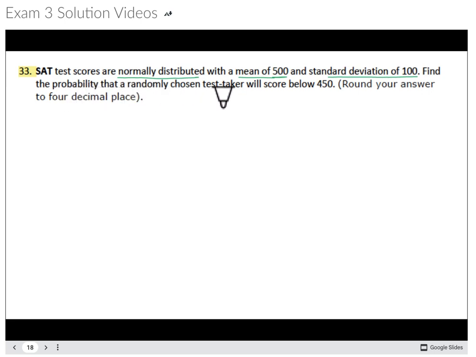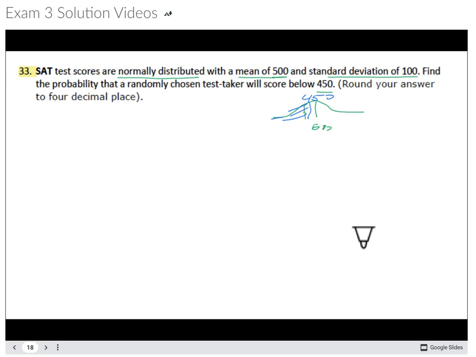So what's the probability that a randomly chosen test taker will score below 450? Obviously, below 500 is 50%, right? Because again, here's our normal curve. What's going on is we've got a mean of 500 and a standard deviation of 100, so that would take us down to 400 here with one standard deviation. And what we're looking for is 450, the probability below 450.